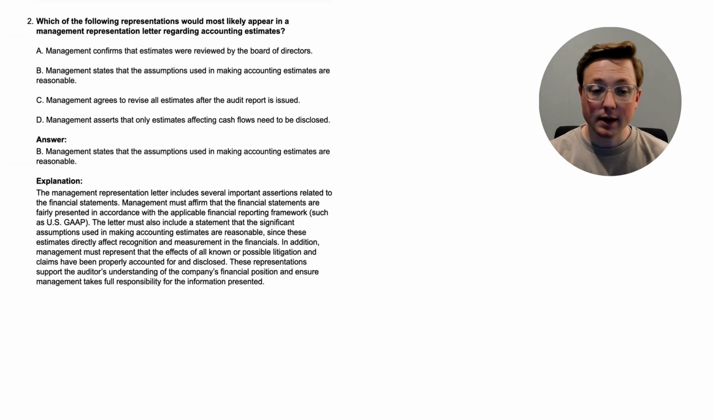The answer is B. Management states that the assumptions used in making accounting estimates are reasonable. So that's something that is most likely going to be in the representation letter. Let's learn more about all the things that are going to be in the management representation letter.